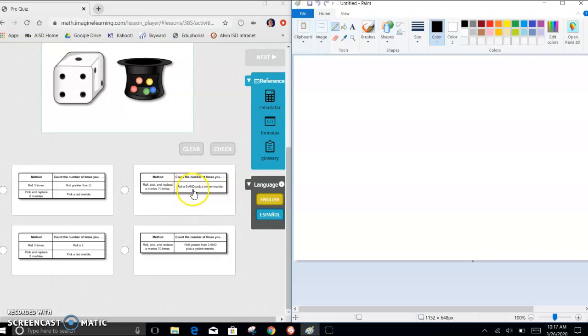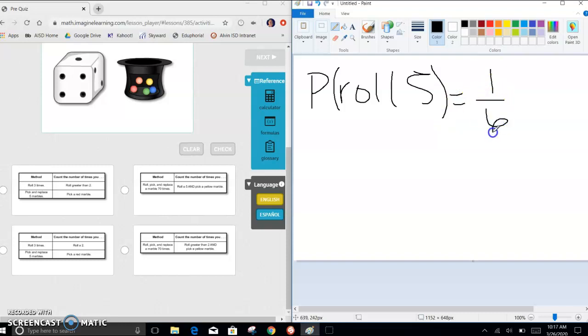Okay, so I want to roll a 5 and pick a yellow marble. What's the chance of rolling a 5? Probability of rolling 5 is 1 out of 6. So this is not going to be my answer. So then let's look over here. Roll greater than 2. So remember, we just did that earlier. I've got 1, 2, 3, 4, 5, and 6.